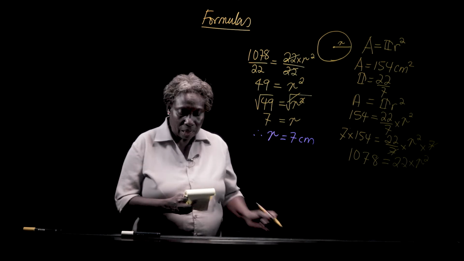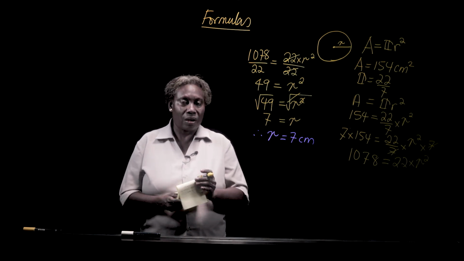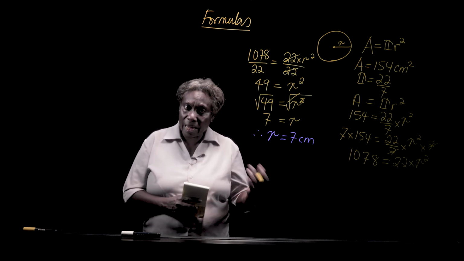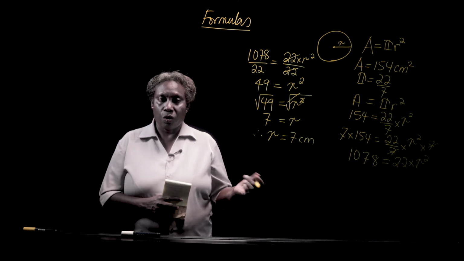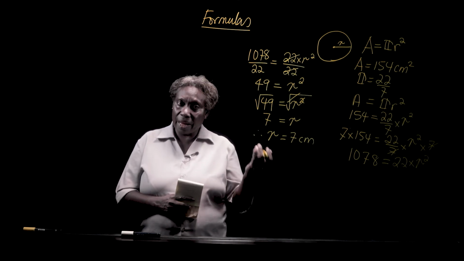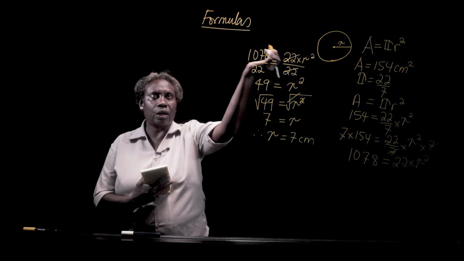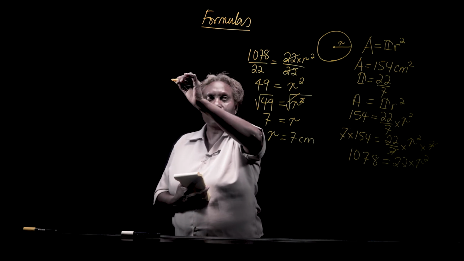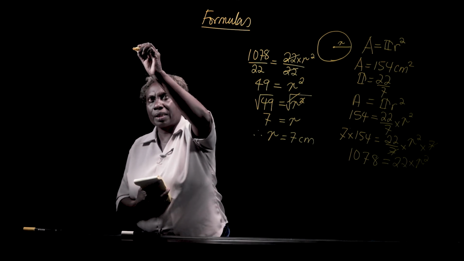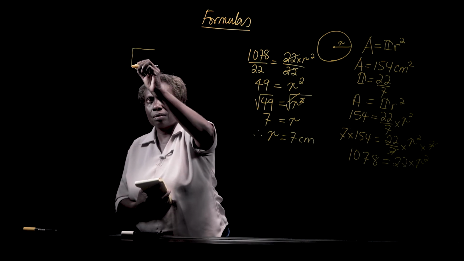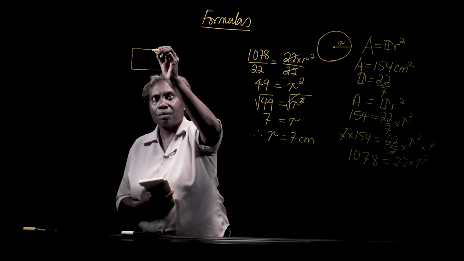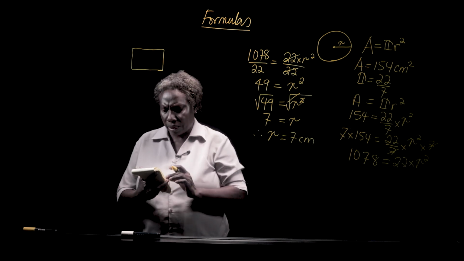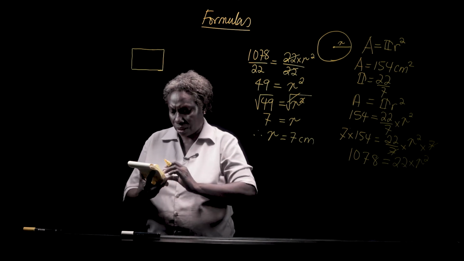Okay, let's go to the next example. Our next example is on the perimeter of a rectangle. Again, you have learned the formulas for the perimeter of a rectangle and the area of a rectangle. The perimeter of a rectangle is P equals 2L plus 2W. So we have a rectangle here in which the length and the width are given as algebraic expressions.